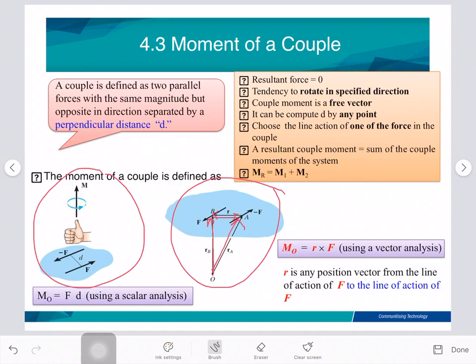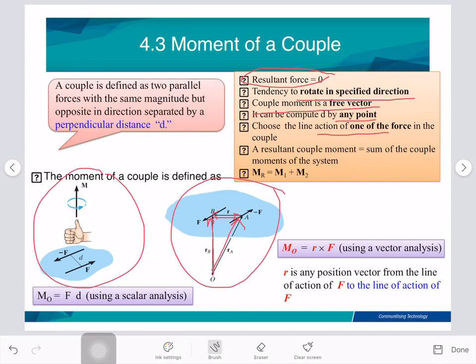So the moment of a couple is equal to F times distance for the scalar, and moment is equal to R cross F for the vector analysis. So number 1, the resultant force is equal to 0, and it has a tendency to rotate in a specified direction. The couple moment is a free vector, and it can be computed about any point because it is a free vector. Then choose the line of action of one of the forces in the couple.